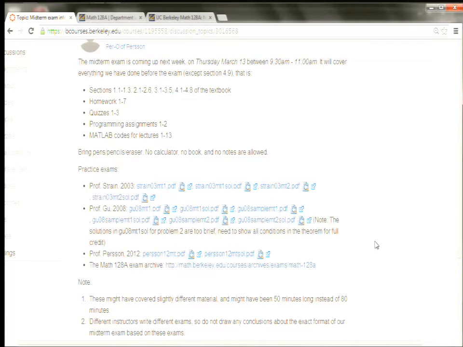Yeah. A blue book? No, I'll do it such that you have space below each problem to write on. Just bring the stuff I said: pens, pencils, and erasers.